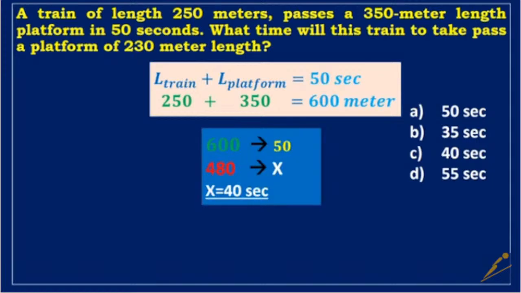The time required to pass the 230 meter platform includes the 250 meter length of the train. Based on this information, we will frame two equations. 600 meters equals 50 seconds. 480 meters equals 10 seconds. Solving for X, we obtain 40 seconds to pass a platform.